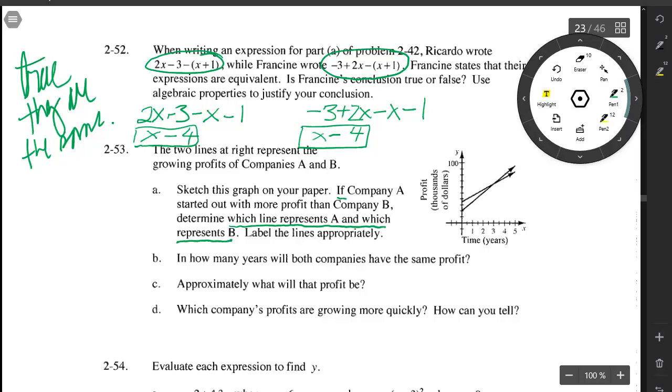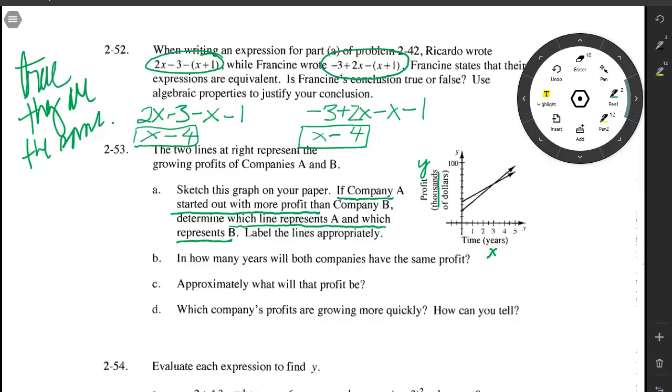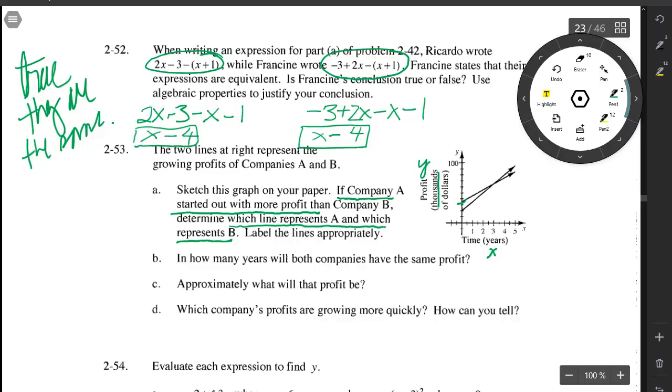Now it says here, company A started out with more profit. So we have time is X, profit in thousands of dollars is Y. So A started out with more than B. So this one is A. So this one is B.